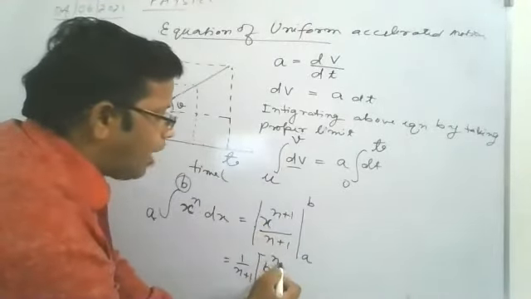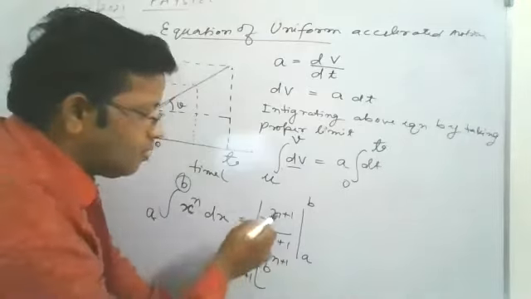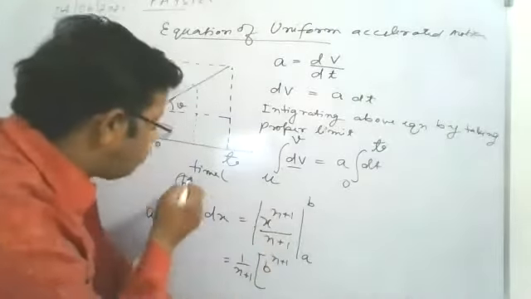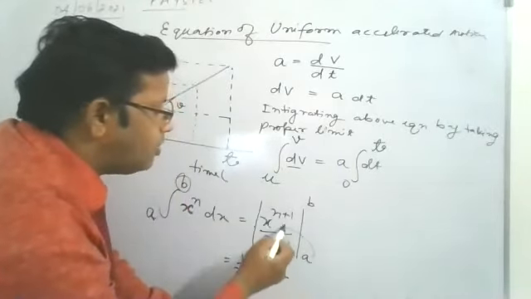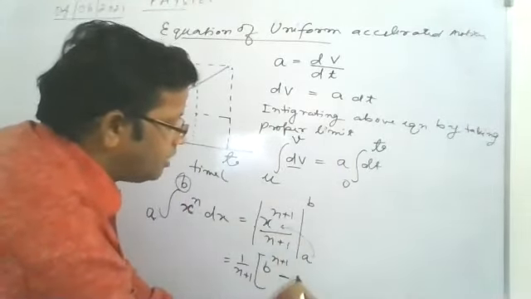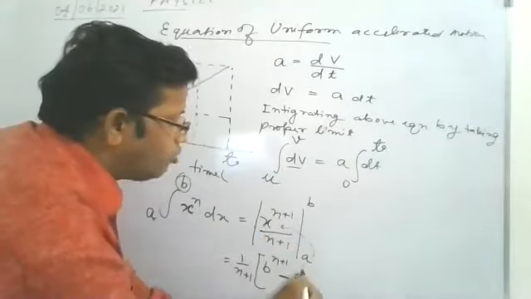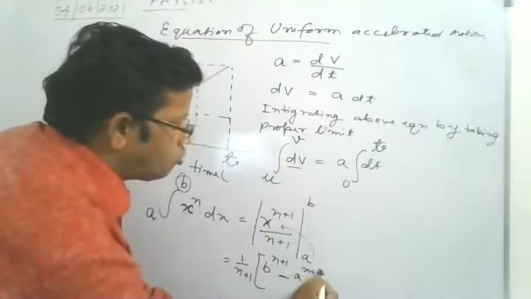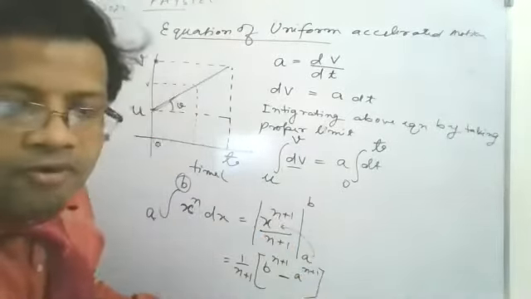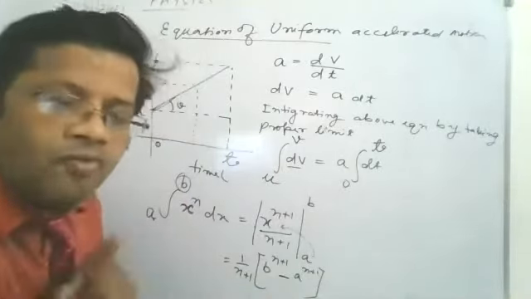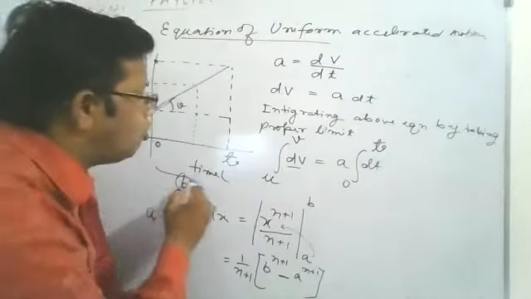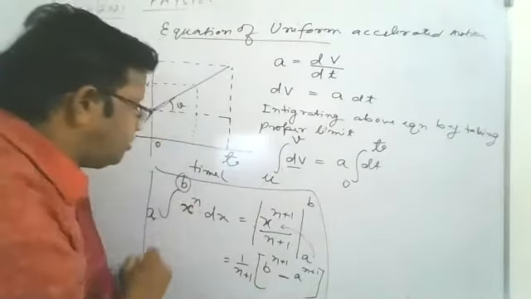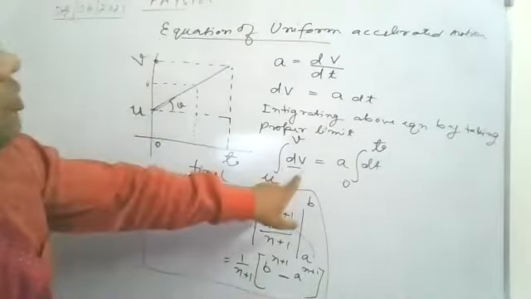Whatever the power is, you write as it is, n plus 1, and then put the upper limit. After that put a minus sign. Then put the lower limit here, in place of x, a. Whatever the power is, you write as it is. And now solve it. So this is the first formula for integration. This is the first basic formula for integration. You should know this one.